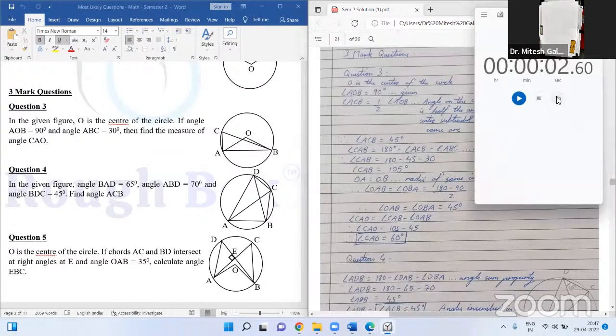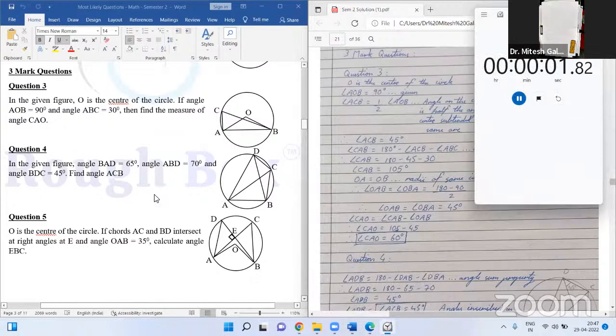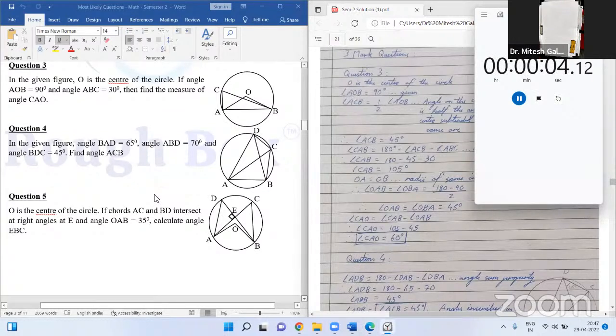Come on, go for the next question, everybody, please. Question number 4. I put the timer on. Come on, go for it, guys. You should see at least 2 questions in the exam from this chapter, and mostly nothing to be proven, only a measure of angles to be found.